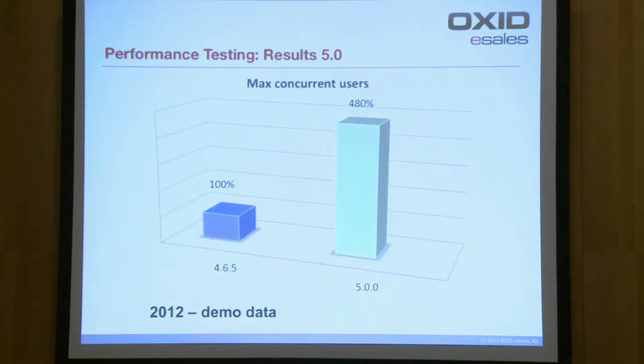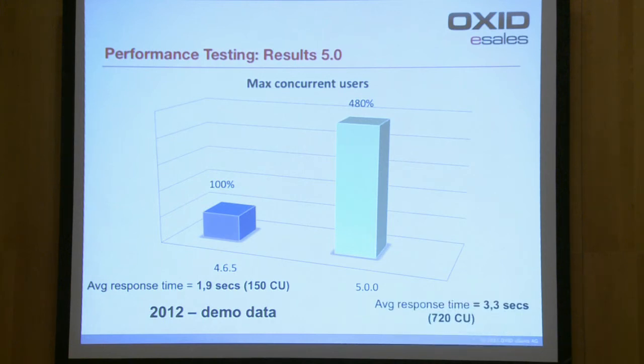Okay, concurrent users. With demo data, we saw that on the same hardware you got almost 5 times more concurrent users before you got into problems. The new one, hey, funny, this is less. Why is this less? Let's have a closer look. It's bigger. Well, in the test we did at that time, we had an average response time of 1.89 seconds with 150 concurrent users. And the 5.0.0 had 3.5 seconds with over 700 concurrent users.